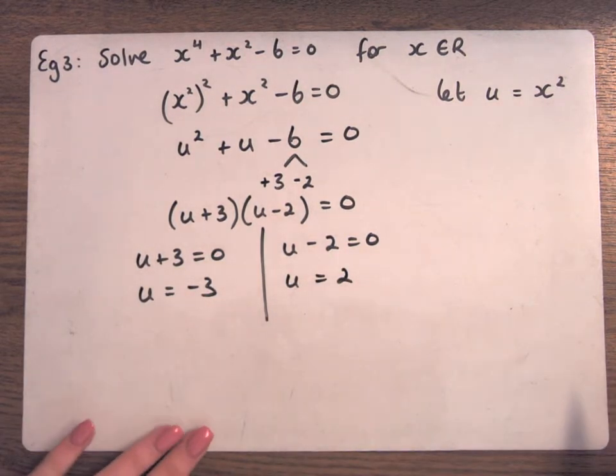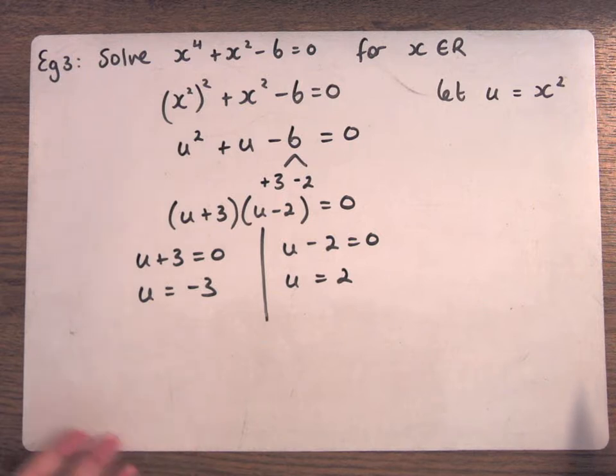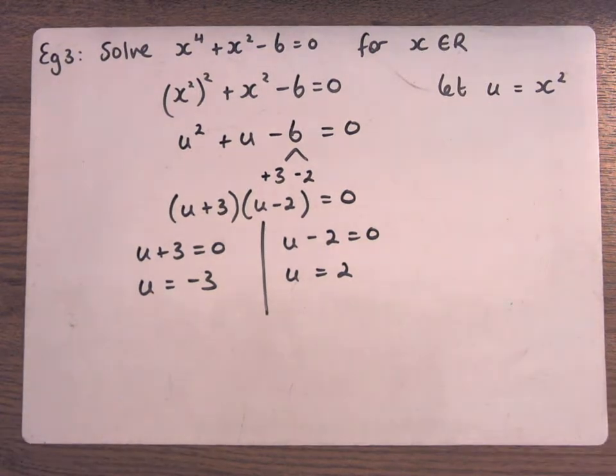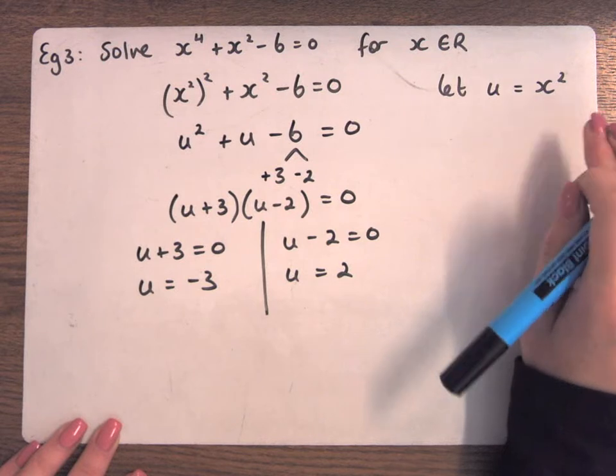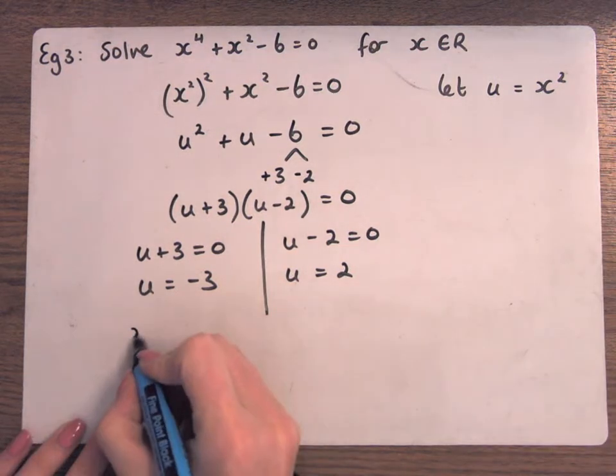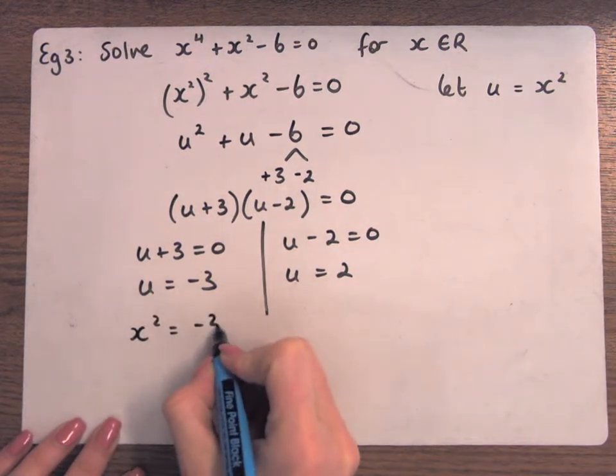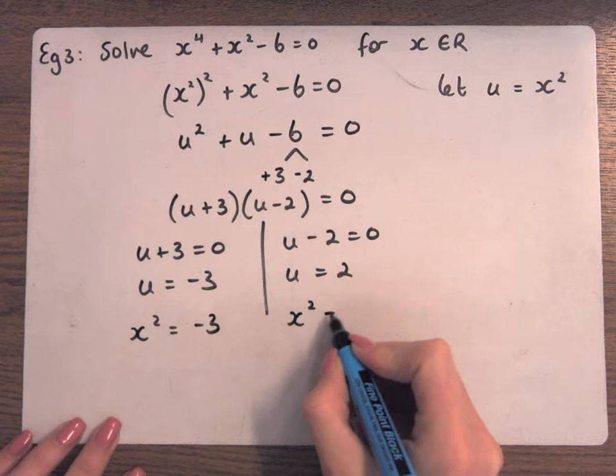We weren't asked for u. What do you think you'll do? Exactly. Instead of u, you're now replacing back in your x squared. So x squared is minus 3 and x squared is 2.